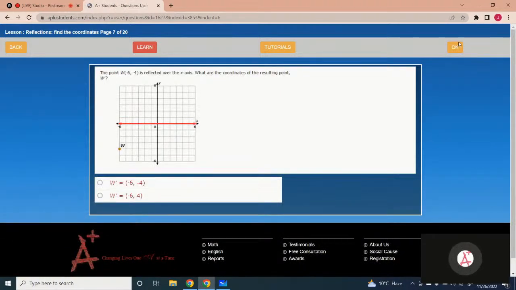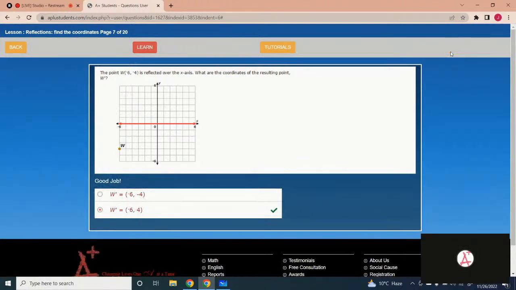Okay, the point W, negative 6 and negative 4, is reflected over the x-axis. What are the coordinates of the resulting point? So the new coordinates are, yes, very good. They are negative 6 and 4. Got it? Just select the correct option and click on the OK button.